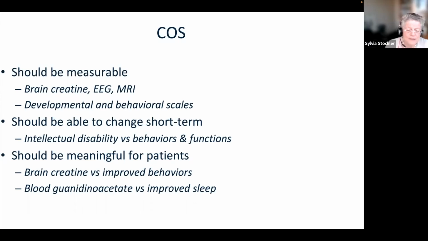Whereas behaviors and functions change easier if there is an effect of the treatment, and we have to find ways how to measure that. So they should be measurable, they should be able to change short term, and they should be meaningful for patients. Next one.